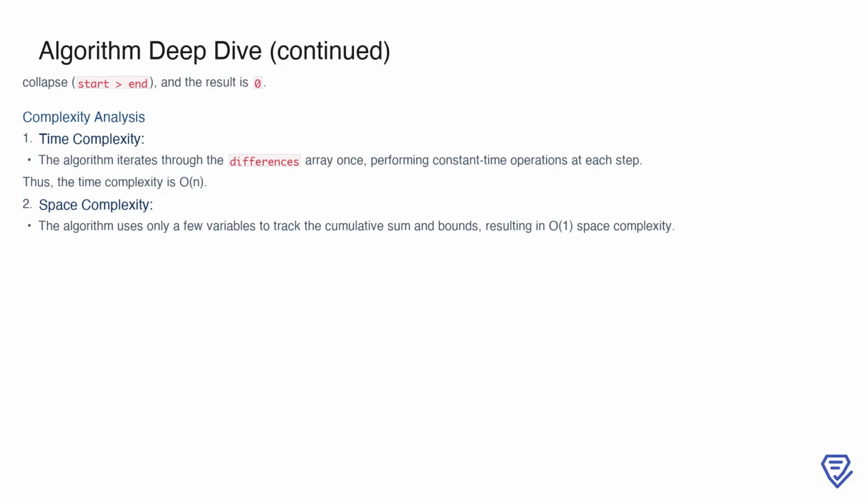For edge cases, the algorithm gracefully handles scenarios such as an empty differences array, where all values of hidden 0 within the bounds are valid. It also accounts for invalid bounds or situations where the cumulative sum forces the sequence out of range, ensuring that the correct result is returned in all cases. This combination of efficiency, clarity, and robustness makes the algorithm an ideal solution for this problem.